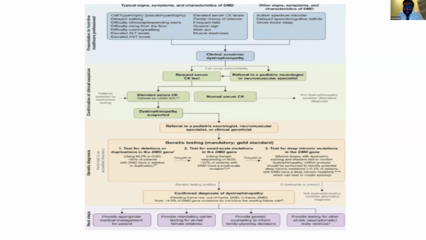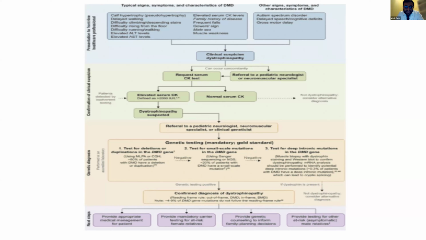If it turns out negative, then the third step is to look for deep intronic mutations in the DMD gene. Before performing the test for deep intronic mutation, muscle biopsy should be taken with dystrophin staining and Western blot test to confirm dystrophinopathy. The next step is mRNA analysis so we can detect deep intronic mutation, which is rarely seen, in about 0.43% of cases. And after doing genetic testing, if dystrophin is present, then it means that it is not dystrophinopathy.